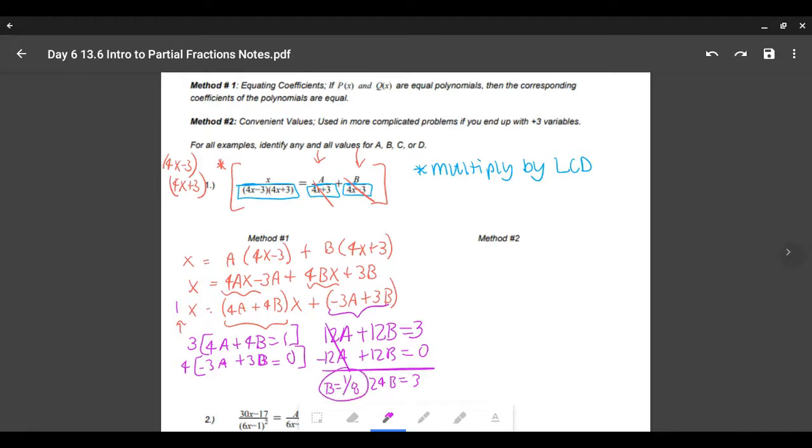All right, if I were to substitute, I would get 4a plus 4 times 1/8 equals 1. So 4 times an eighth is a half. If I subtract a half from each side, I get 4a equals 1/2. And if I divide by 4 on both sides, I get 1/8. So a and b are both equal to 1/8.